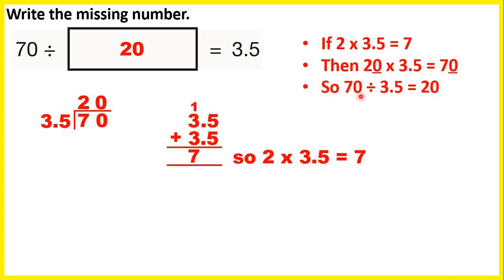But that tells us that 70 divided by 3.5 will be 20, or 70 divided by 20 will be 3.5, because if we have a multiplication, we can divide the answer by one of the numbers in the multiplication to get the other number. So 70 divided by 20 is 3.5, and then we could check that we'd got this right by working out 3.5 times 20. And if our answer is 70, then we have the correct number here.